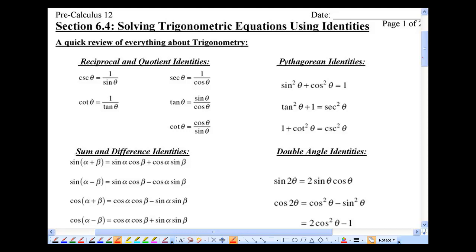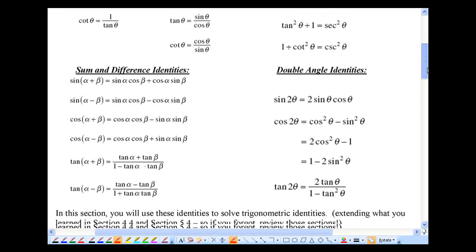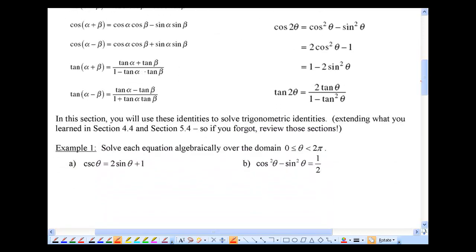Okay. Here we go with example number 1. We're going to solve each equation algebraically over the domain of 0 to 2 pi. So we're looking at radians, okay? Remember that good old special angle table. That will come in handy for sure.